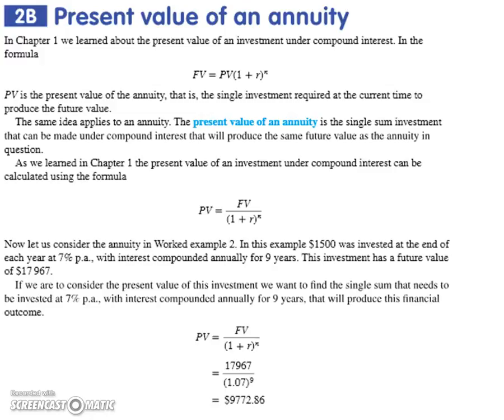All right, we're now looking at present value of annuity rather than future. Now, present value of annuity is basically how much would you have to put in, the single investment required right now, to produce the future value. So in other words, we've got the future value, or we want a particular future value, and we need to know how much we'd have to put in today to produce that amount.